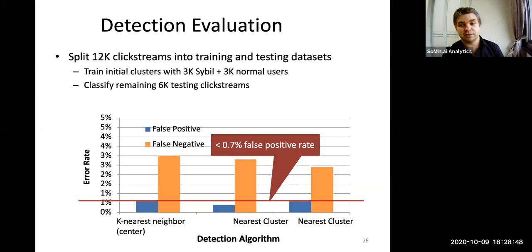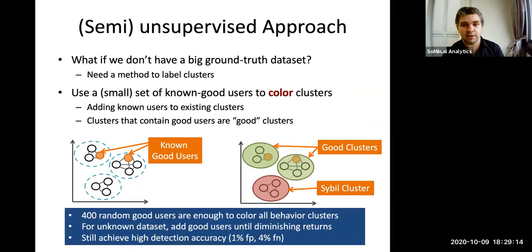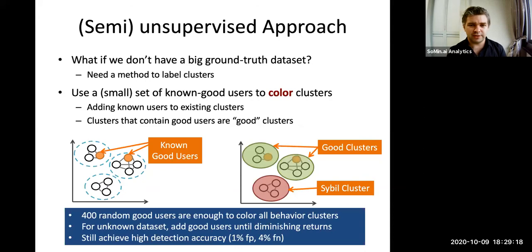And that's why it's sometimes quite difficult to crawl data from a social network, because your behavior can be quite easy to identify. If you compare these algorithms a bit, you can see that nearest neighbor clusters is also faster than scalable, and as good as the others, and probably nearest cluster is the best approach you can apply here. You can also use some semi-unsupervised approach.